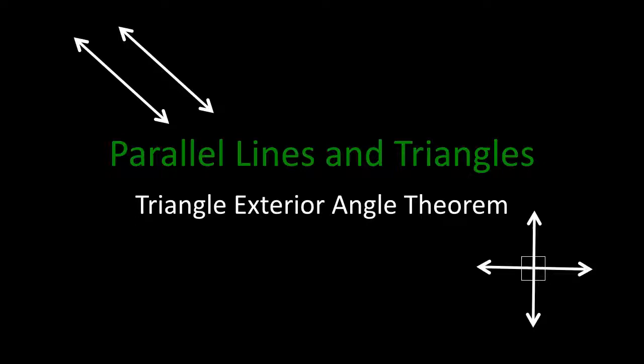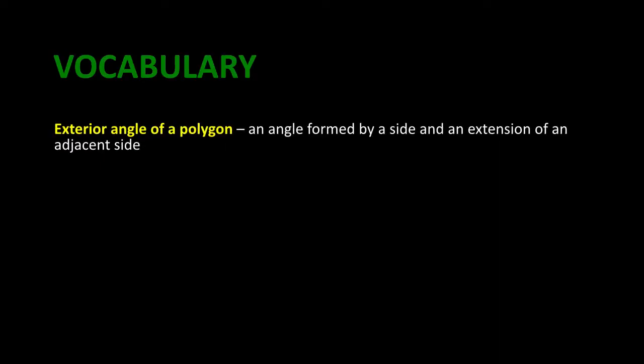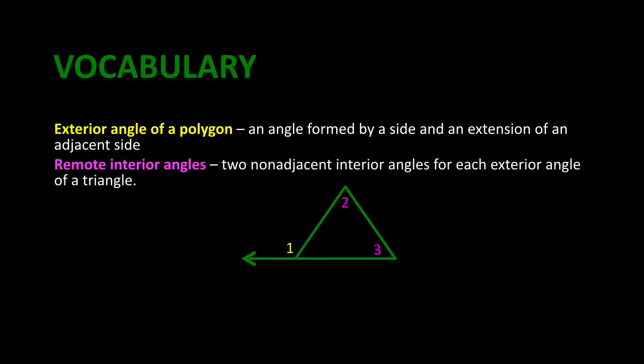So our final theorem to cover for parallel lines and triangles is our triangle exterior angle theorem. So vocabulary, we have our exterior angle of a polygon. It's an angle that's formed by a side and an extension of an adjacent side. And then we have our remote interior angles. There are two non-adjacent interior angles for each exterior angle of a triangle.